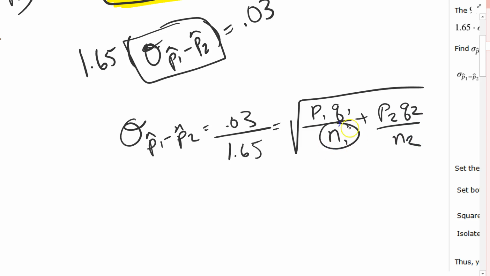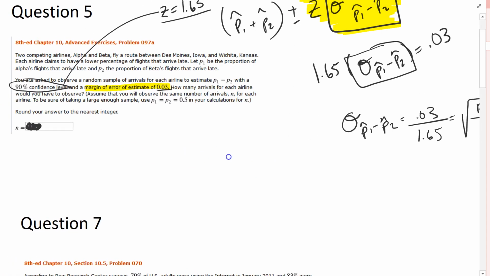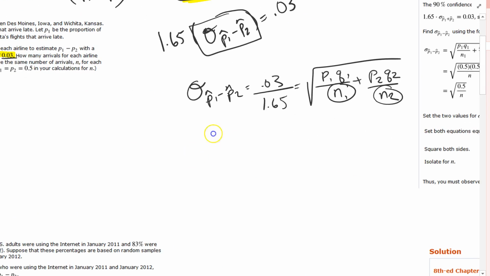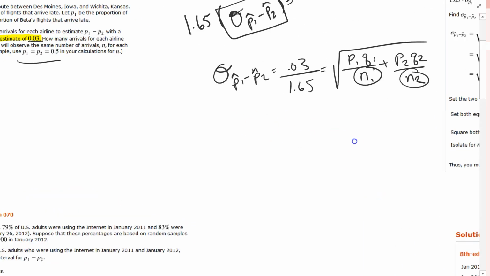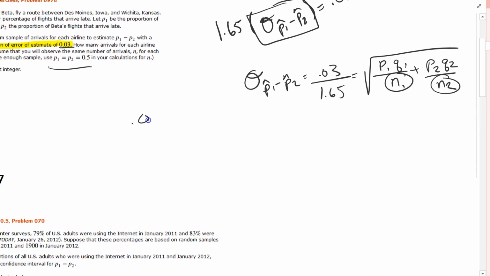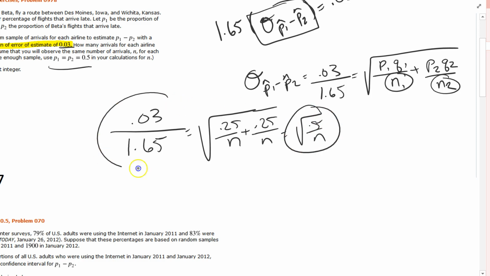We're calculating the N, the number of samples I need, with a P1 and P2 of 0.5. So one step further here, I have 0.03 divided by 1.65 equals the square root of 0.25 over n plus 0.25 over n, which ends up being the square root of 0.5 over n. So now I need to solve for n.